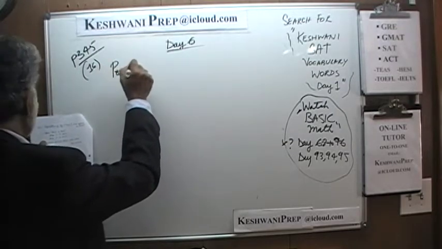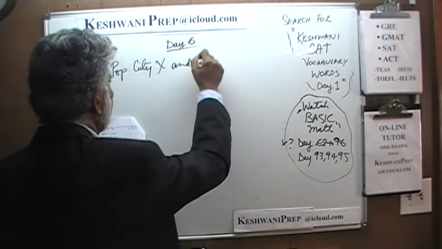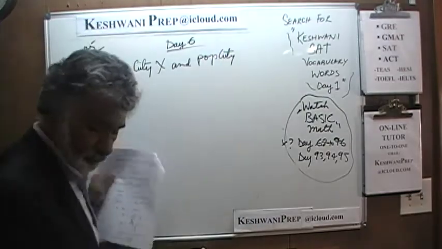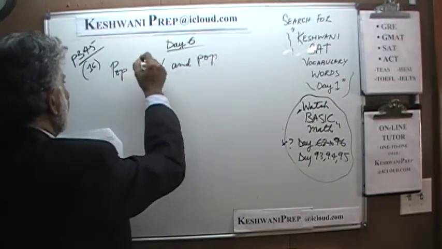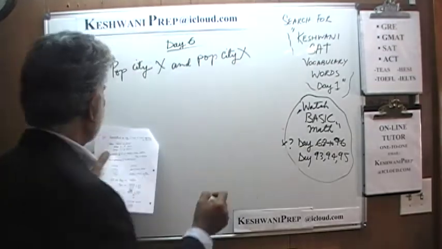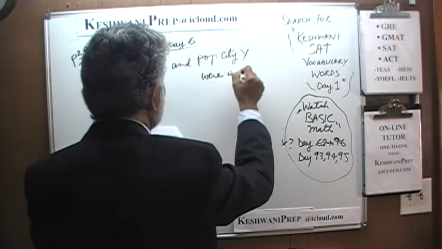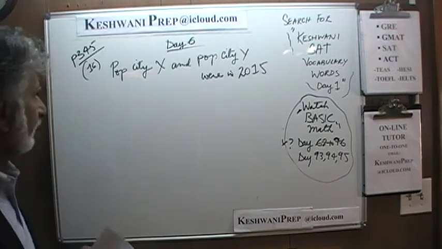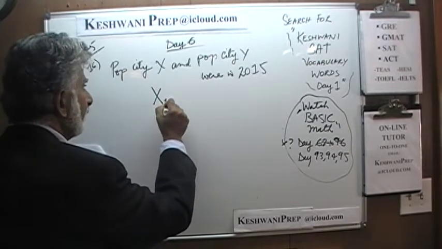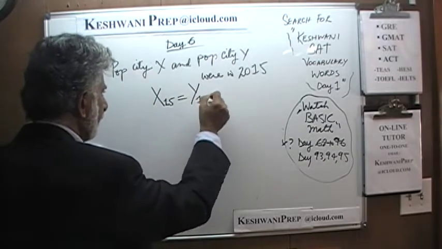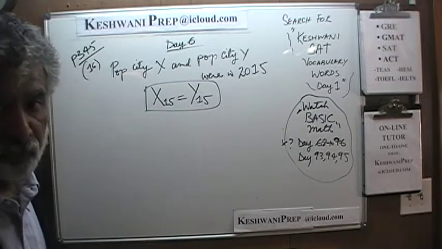We are told that the population of city X and population of city Y were equal in 2015, which we're going to present like this: population of city X in 2015 was equal to the population of city Y in 2015. Okay, let's continue. What the populations were in these two cities, we do not know yet.